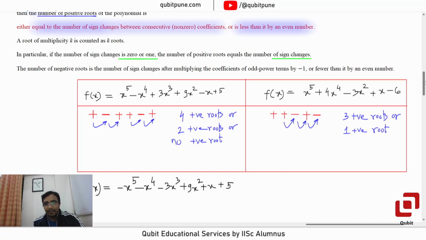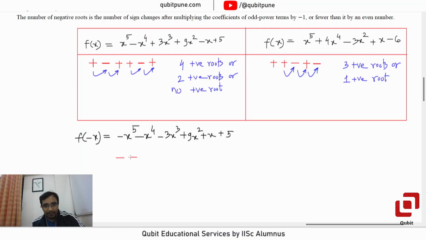Okay, now let's see the sign changes here. Negative, negative, negative, positive, positive, positive, right? So only one sign change. So only one negative root. Okay, only one negative root.